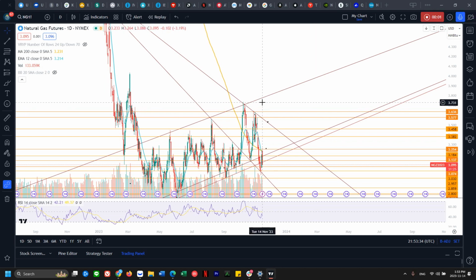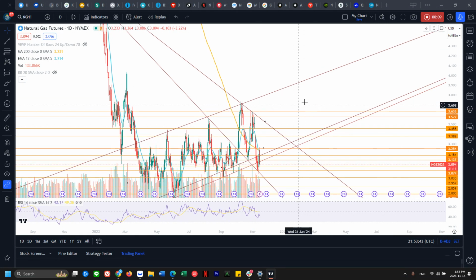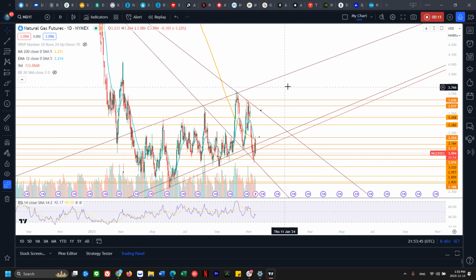Today we'll be looking at natural gas, UNG, gold, silver, the US dollar, as well as oil. We'll be looking at their support and resistance levels, as well as the most likely scenario where price will be heading into later this week.